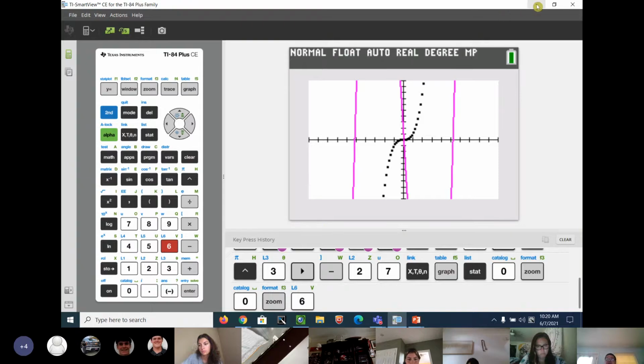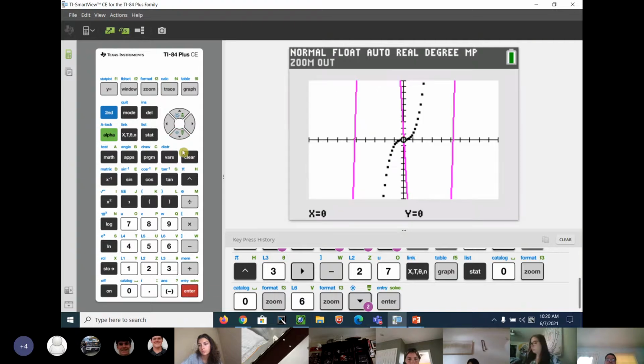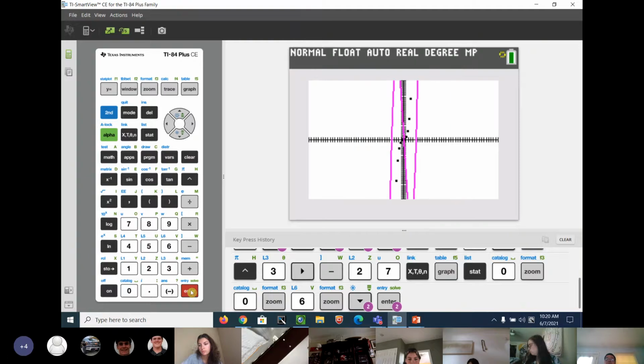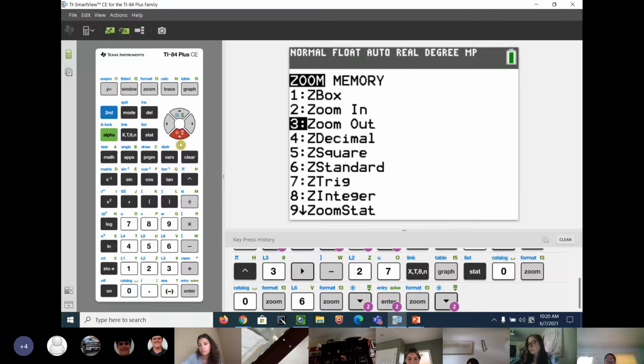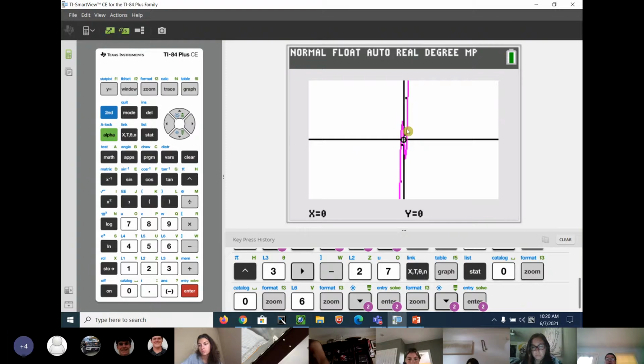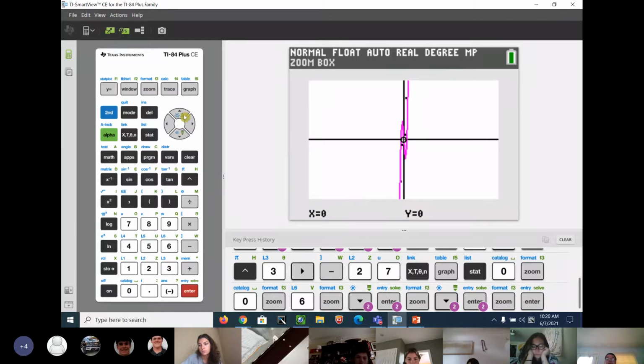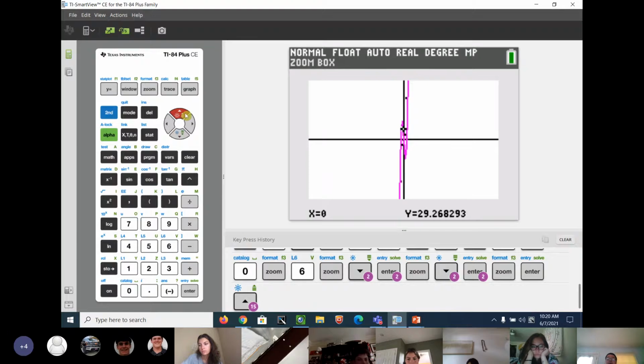Let's see if we can adjust the window a little bit. I'm going to zoom out a little bit. I'm not going to be able to. I'm going to have to adjust the window. I hate adjusting the window. Yeah, see, there it is right there. I'm going to do a zoom box, and I don't know if that'll work or not, but hopefully it'll work. That gives you a little bit of a better view.